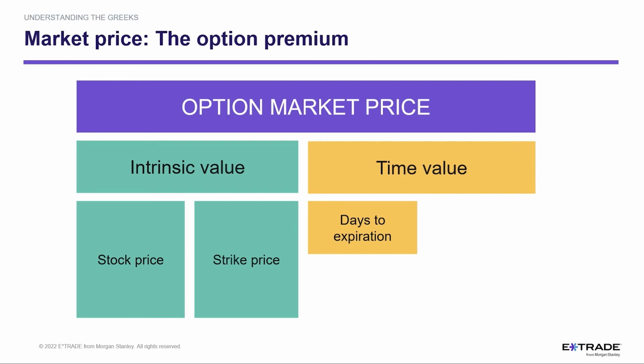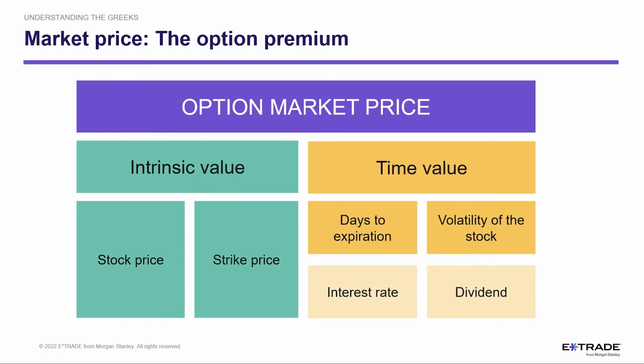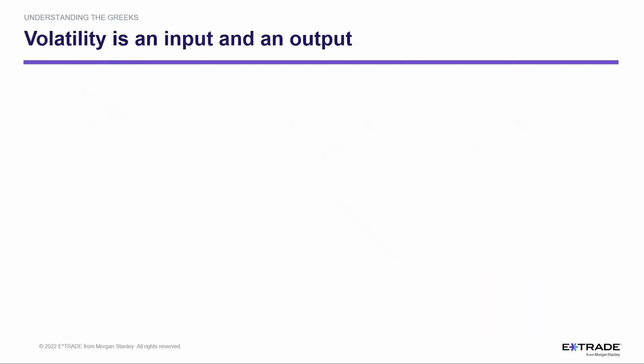And so that comes from days to expiration, volatility of the stock, interest rates, and dividends. So this market price is determined by buying and selling in the open market. But there is this idea of the theoretical price as well. So let's move into volatility generally, and then we'll talk a little bit about Vega.